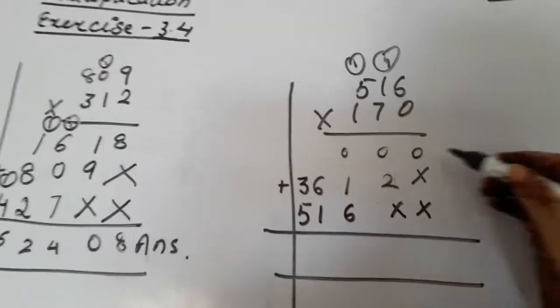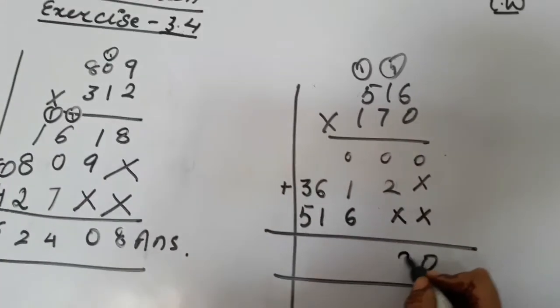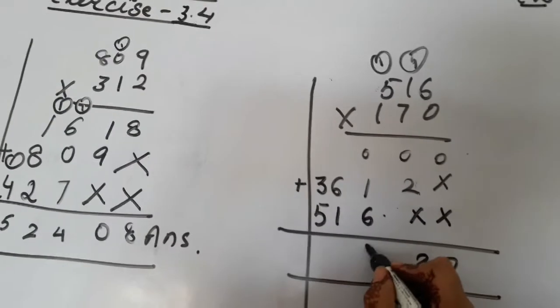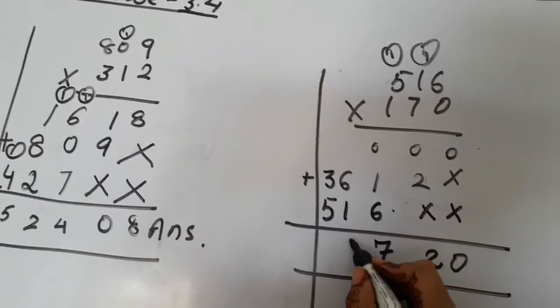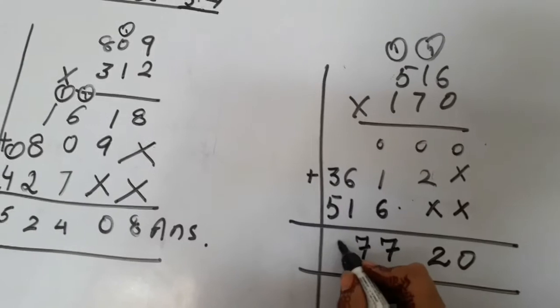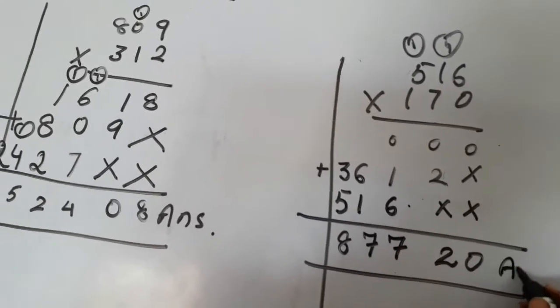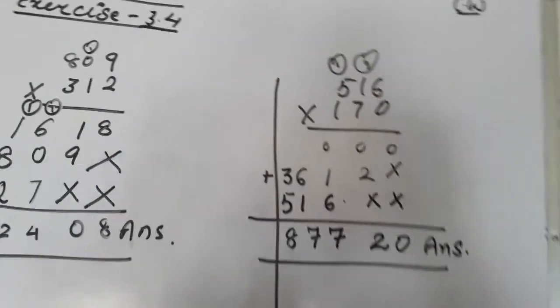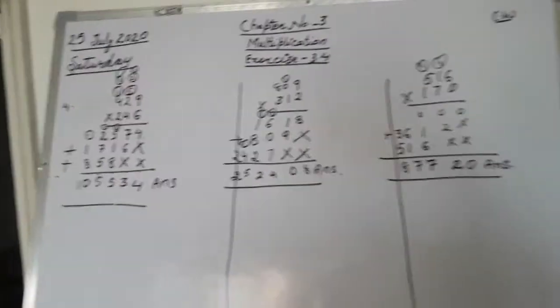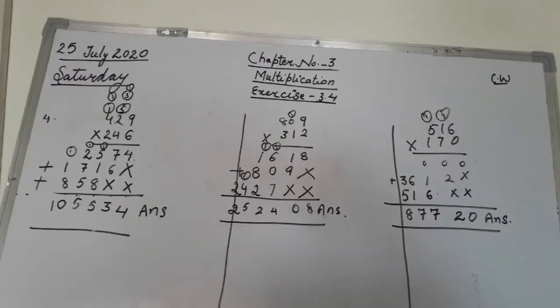Okay? Now 0, 2, 6 plus 1 is 7, 6 plus 1 is 7, 5 plus 3 is 8. Got it? And this is your answer. I hope you have understood well, right?